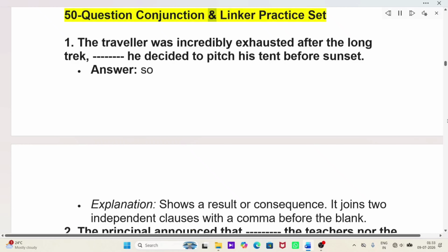50-question conjunction and linker practice set. 1. The traveler was incredibly exhausted after the long trek. ___ he decided to pitch his tent before sunset. Answer: So.